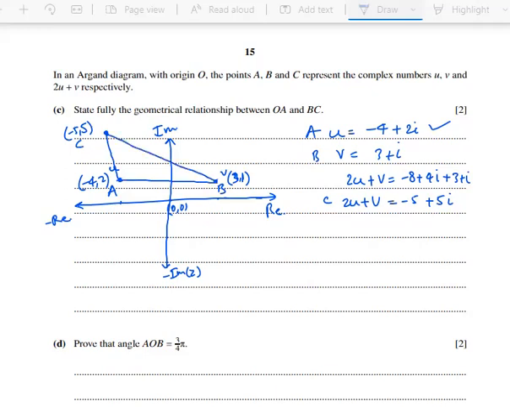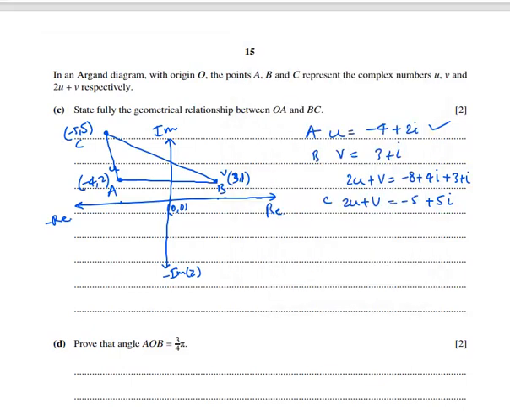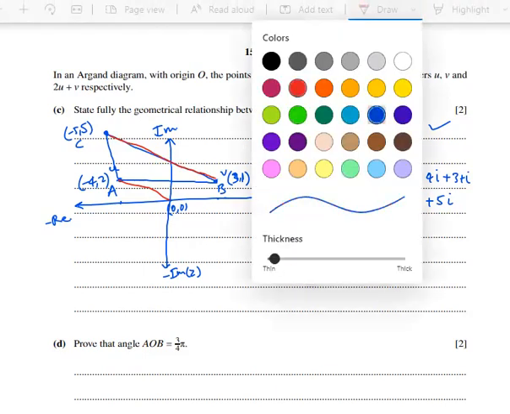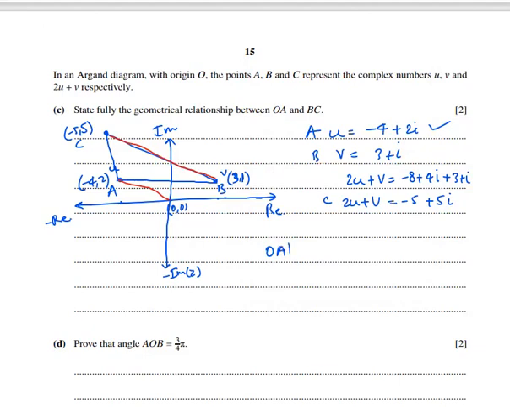Now they have asked what is the relationship between OA and BC. So where is OA? From the origin, this is OA, and what is the relation to BC? So this length is BC. I have to calculate what OA is first. OA means the magnitude of OA. Magnitude of OA is nothing but the square root of (-4)² + 2², which is 16 + 4, that is the square root of 20.